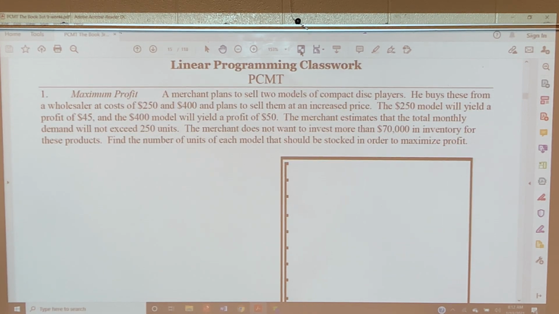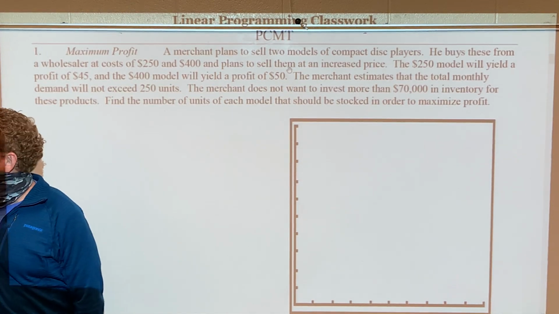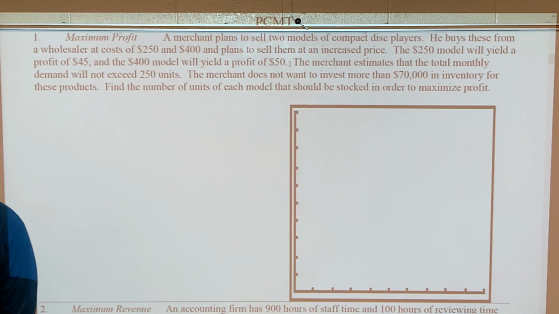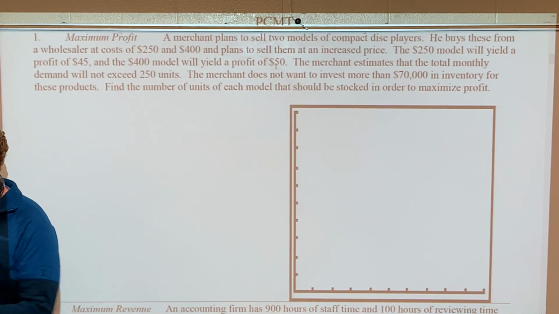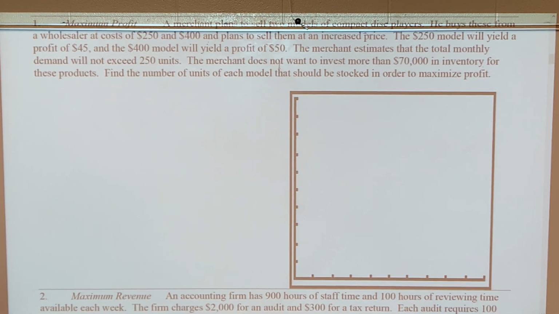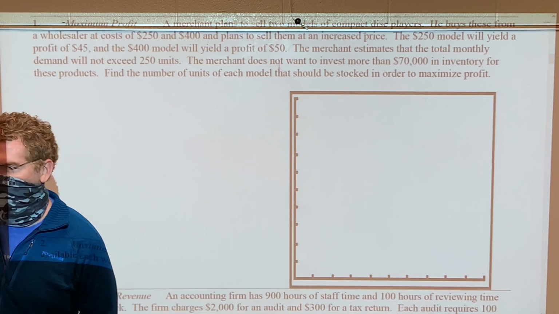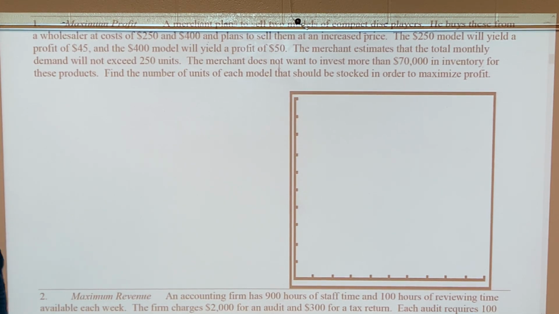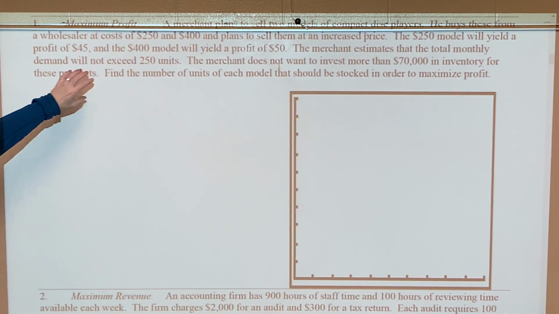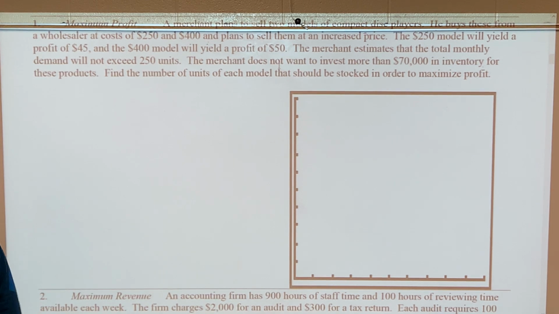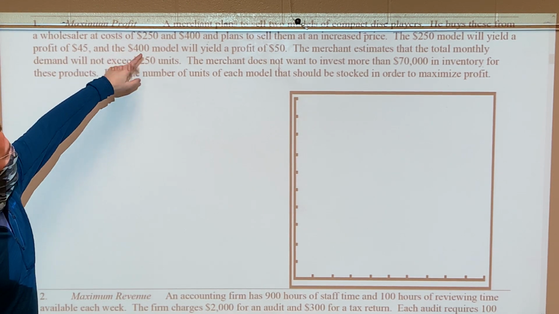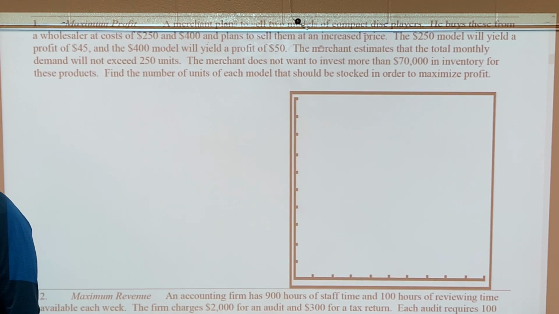So the first one's talking about maximum profit, okay? And I may or may not say that on a test, but I'm just trying to make it painfully obvious. So it says, a merchant plans to sell 2 models of compact disc players. This is kind of an old problem, clearly, since we really don't sell a whole lot of compact disc players these days. It's mostly streaming stuff. So I'm selling 2 kinds of compact disc players.